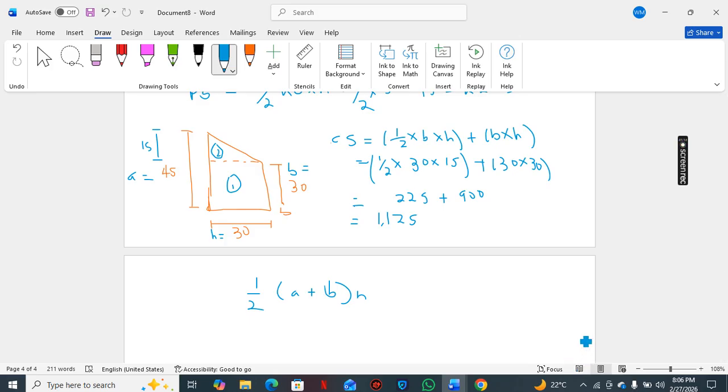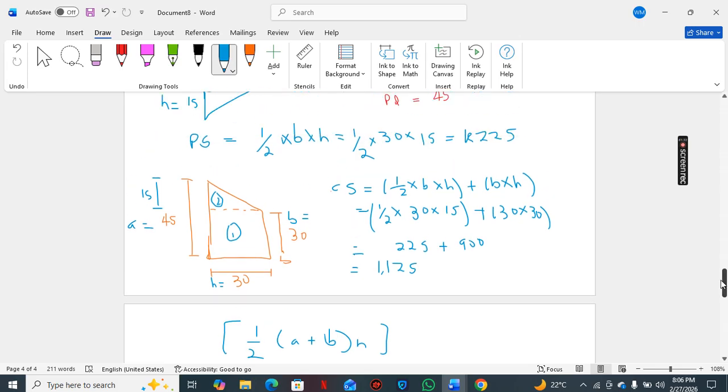So colleagues, you can use this formula here, area of a trapezium, and you will get the same answer instead of using the long cut there. So thank you, sir, for that. Any other questions?